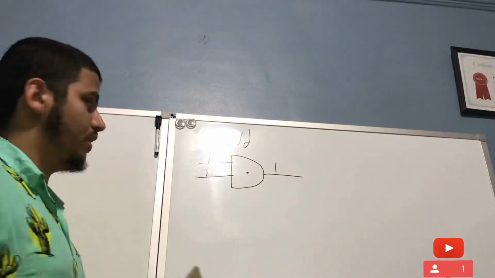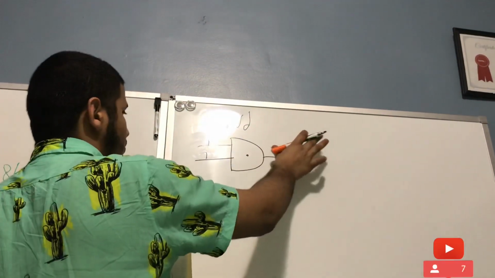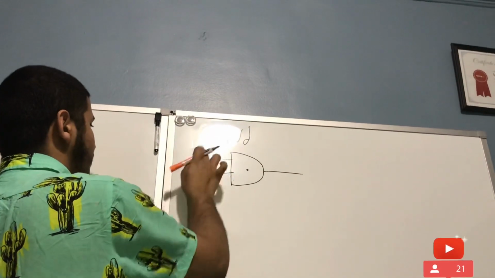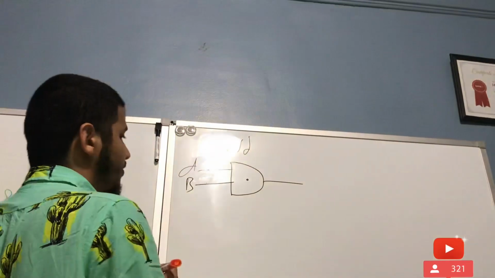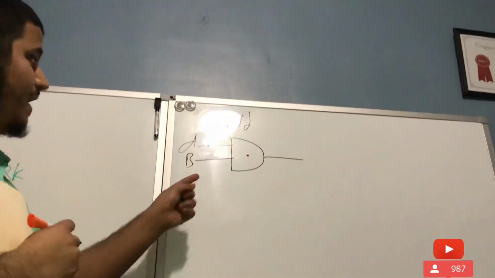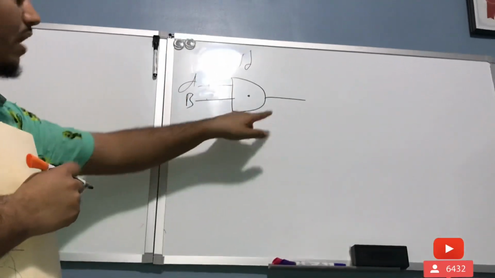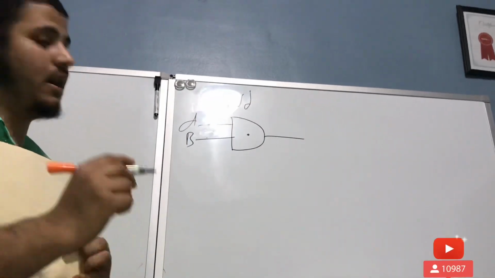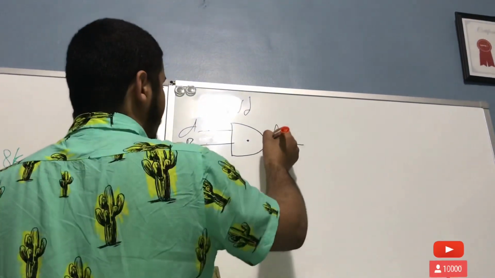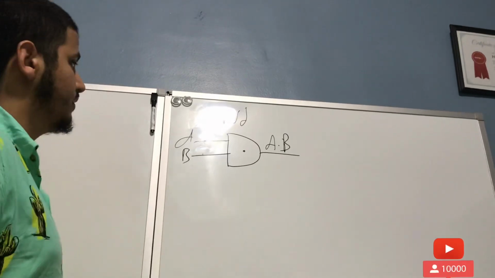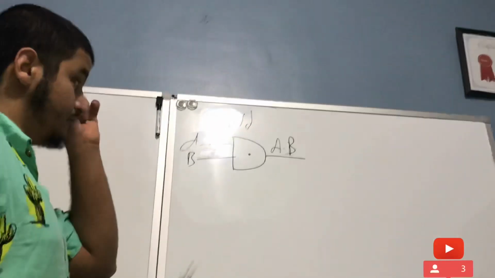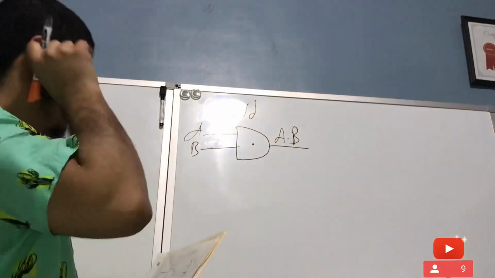Let's do, for example, A and B as the input. If I put A and B in here, what's the output? The output will be A point B. That's the output for it. That's the AND gate, and that's how it works.